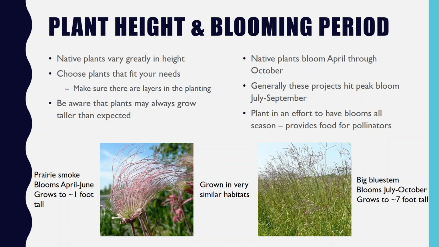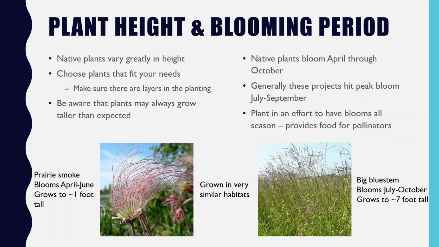So one thing to really note and push: native plants vary greatly in height, right? You're going to want to choose plants that fit your needs. So if you have a lakeshore property and you want to still be able to see kids swimming in the water, you may want to choose some shorter plants, and on the sides you may want to put some of your taller plants. Or if you live on a steep slope, maybe the height of plants doesn't matter as much, and then you can pick basically whatever you think sounds pretty.